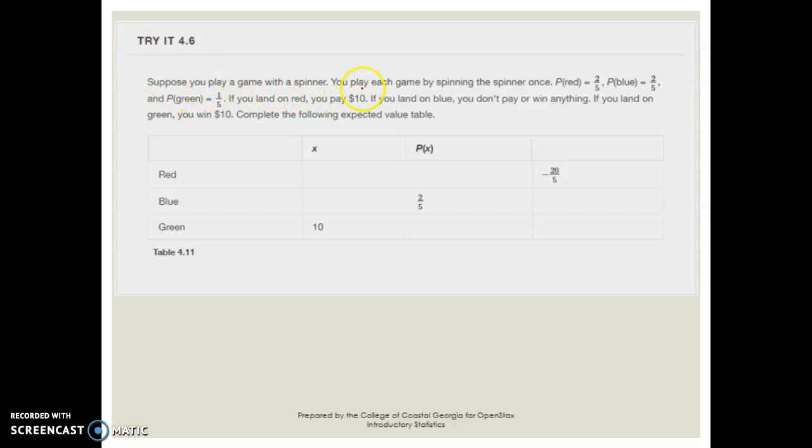Suppose you play a game with a spinner. You play each game by spinning the spinner once. The probability of red is 2/5. The probability of blue is 2/5. The probability of green is 1/5.